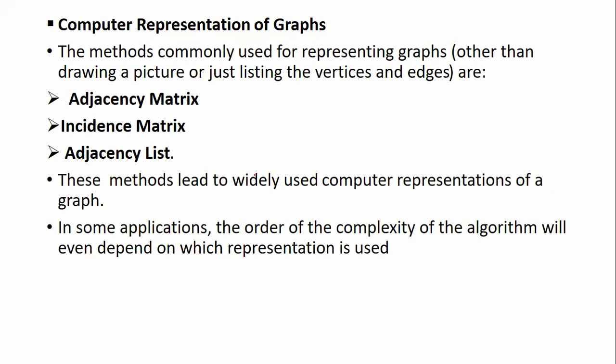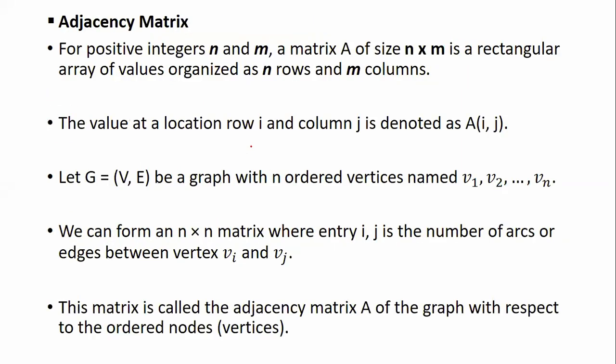So let's start with the first one, the adjacency matrix. Now you know what a matrix is, since you are doing linear algebra. Assuming you have integers n and m, a matrix A of size n by m is a rectangular array of values organized as n rows and m columns. This is just a simple definition of a matrix, and you know it already because you are doing linear algebra.